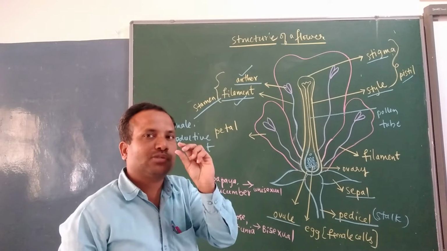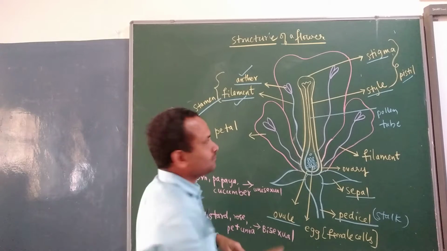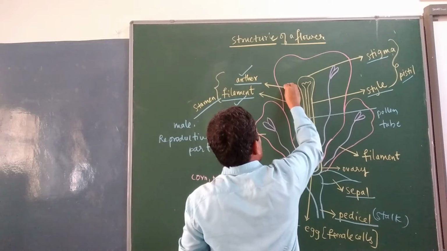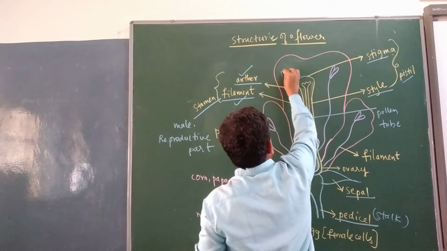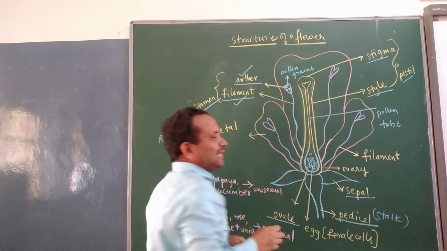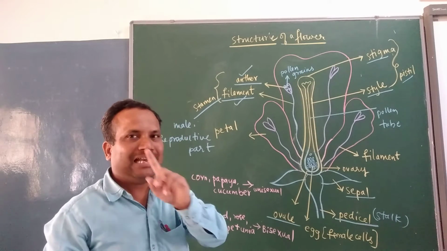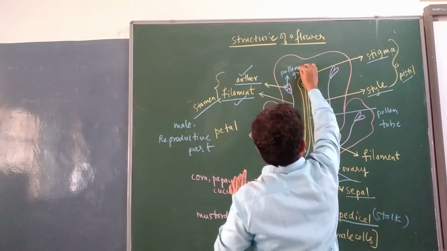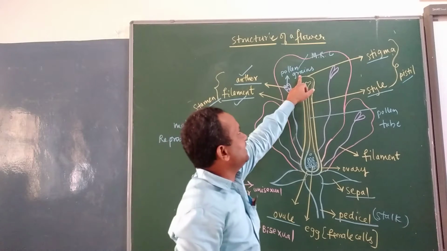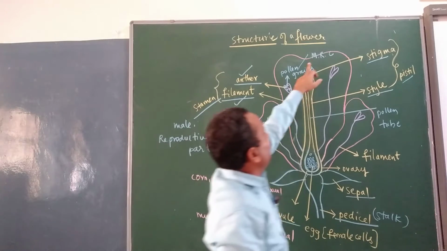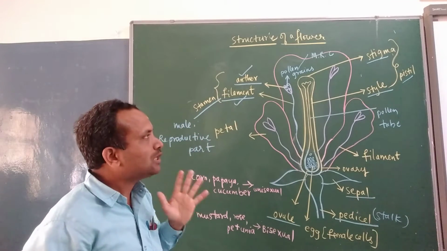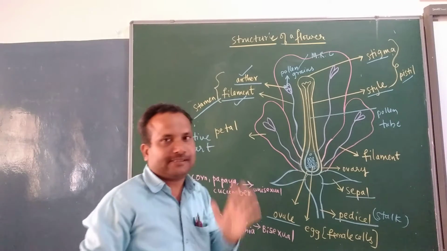So anther contains small cells. These cells are called pollen grains. Pollen grains are called the male reproductive cells. So this is what the structure of the flower is.